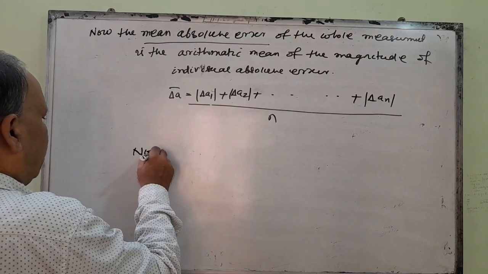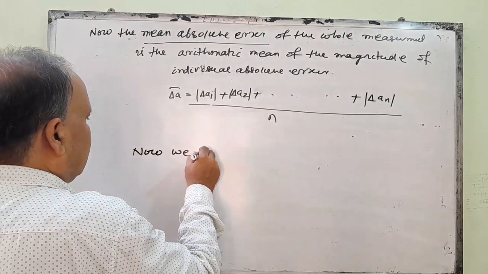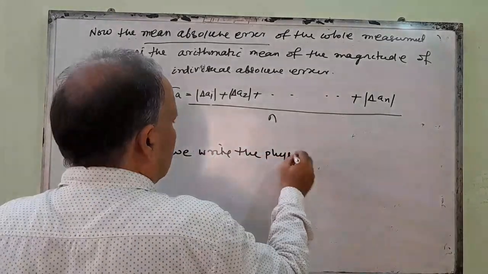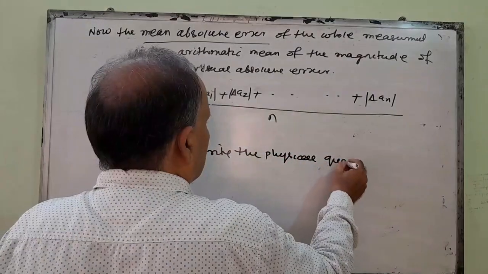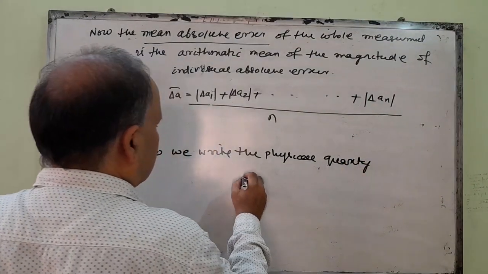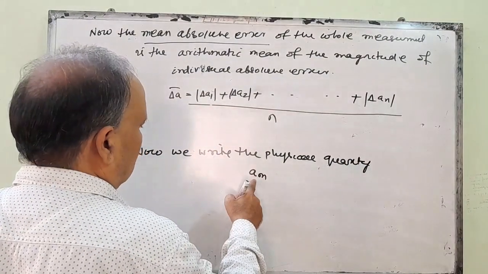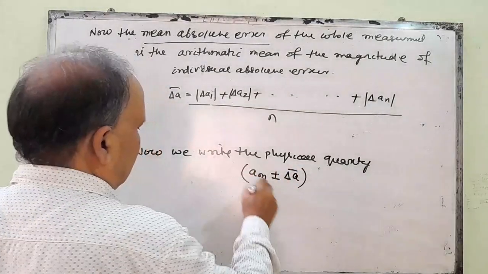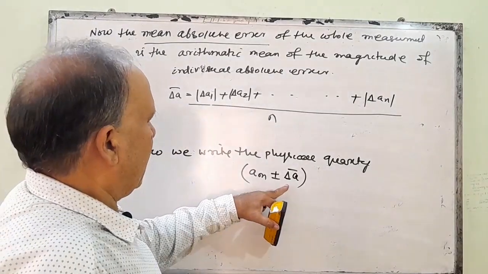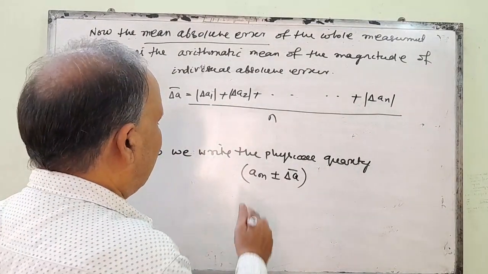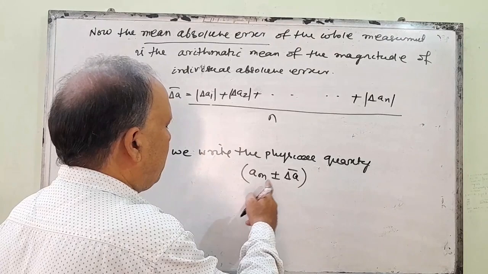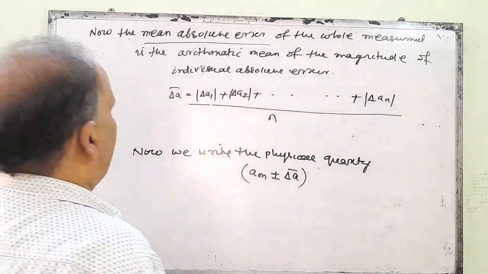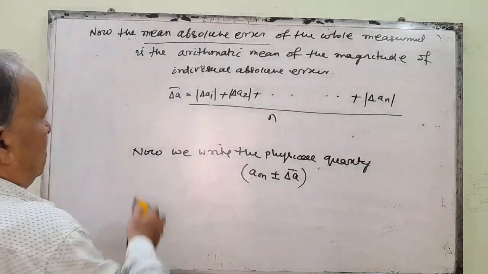Now, we write the physical quantity as what? That is Am, that is the true value, plus minus delta A bar. That means it is the true value and this is the mean absolute error. Either it is added to Am or it is subtracted from Am, the mean value. This is the absolute error and mean absolute error.